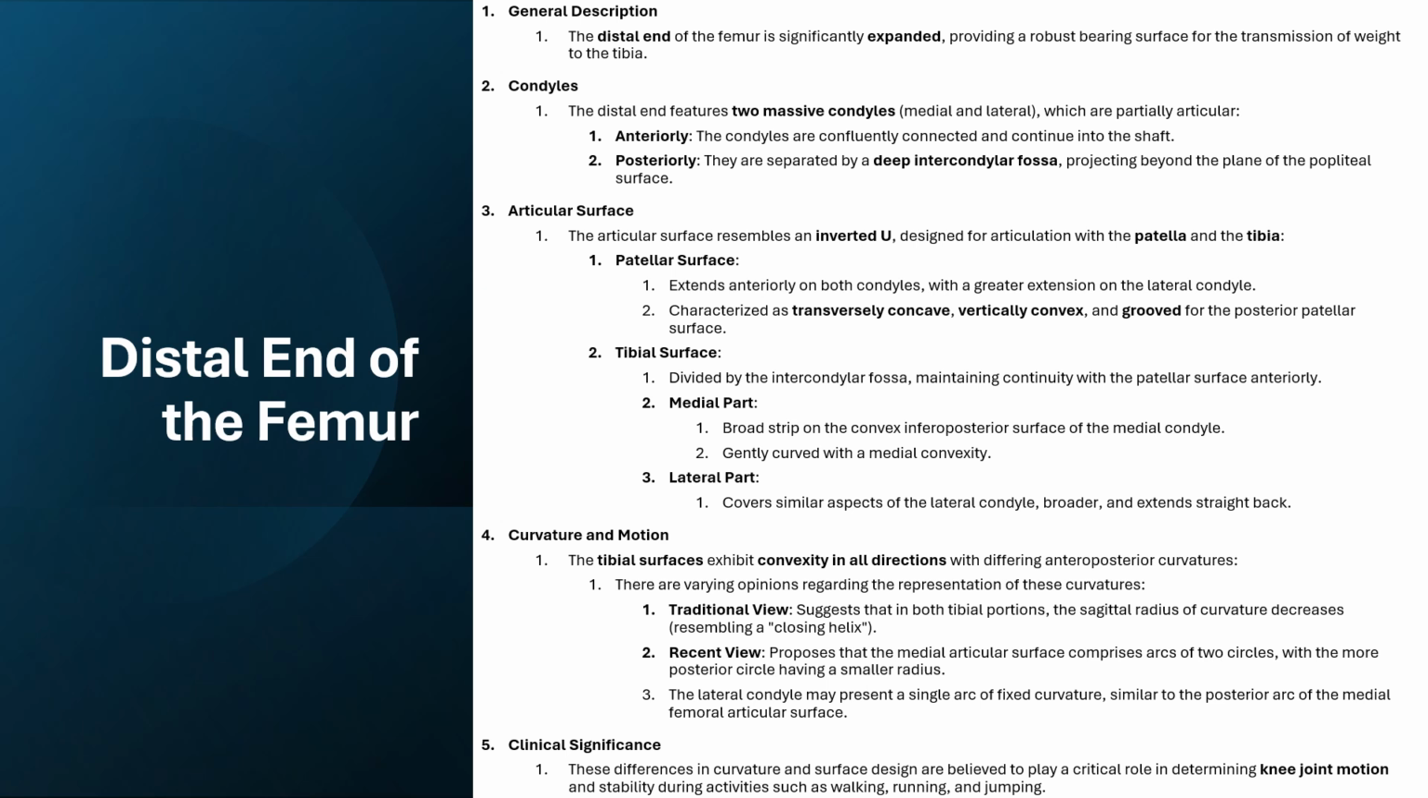Medial part: a broad strip on the convex inferior and posterior surfaces of the medial condyle, gently curved with medial convexity. The lateral part covers similar aspects of the lateral condyle, broader and extending straight back. There is curvature and motion. The tibial surface exhibits convexity in all directions, with differing anteroposterior curvatures.